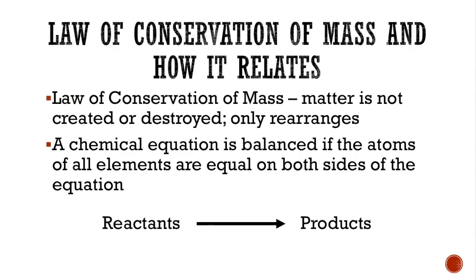So a chemical equation is balanced if the atoms of all elements are equal on both sides of the equation. In other words, the number of atoms of each of the elements on the reactant side is going to be exactly the same as the product side. If that is true, then it's balanced. If it's not true, then it's not balanced, which means we've got to figure out how to change the coefficients to make it balanced.